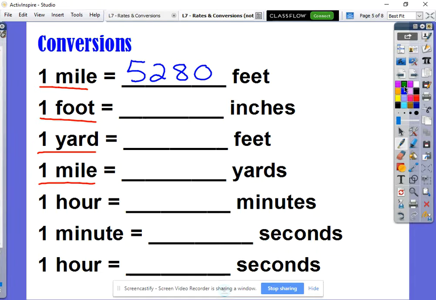Hopefully you know how many inches are in a foot. There are 12 inches in a foot. Then hopefully you know how many feet there are in a yard. Those of you who like American football know yards. There are 3 feet in 1 yard.